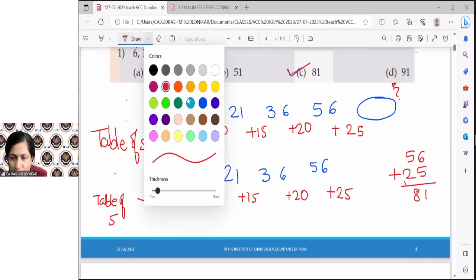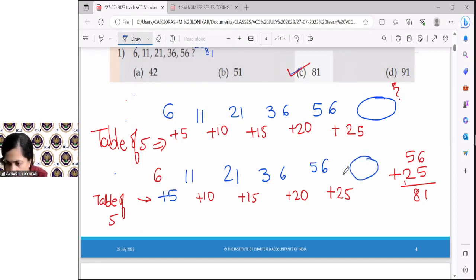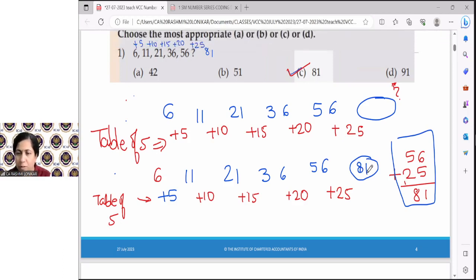So the question that is asked is this. What is this? So this will be 56 plus 25. You can easily do it on the calculator. I have shown it to you over here. So the answer is 81. So this is one of the simplest forms where there is an addition, but there is an embedded multiplication involved.